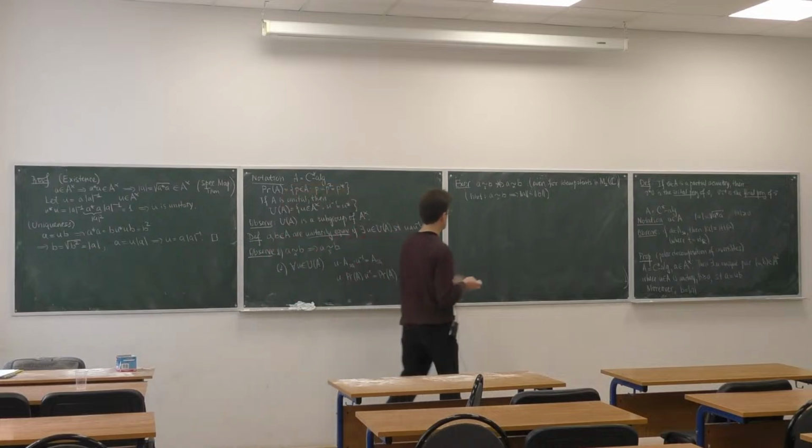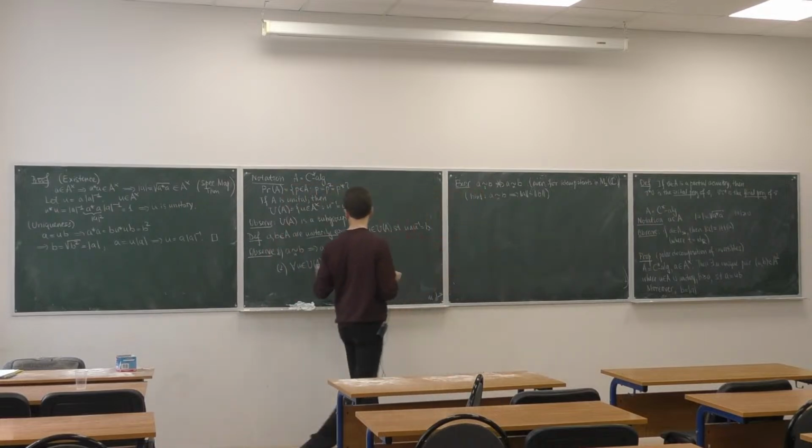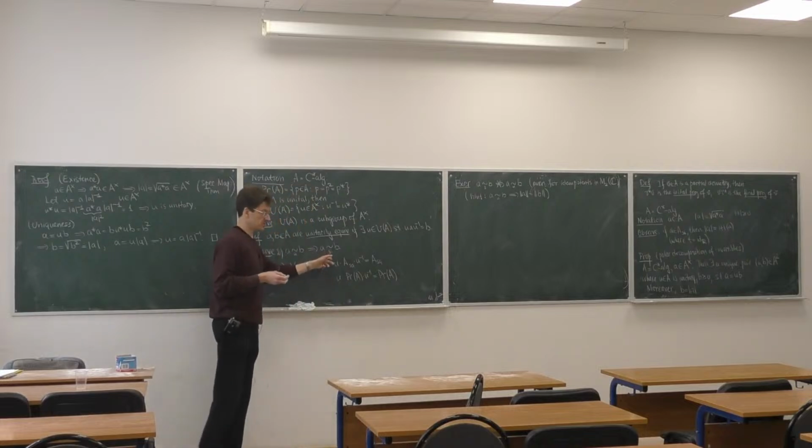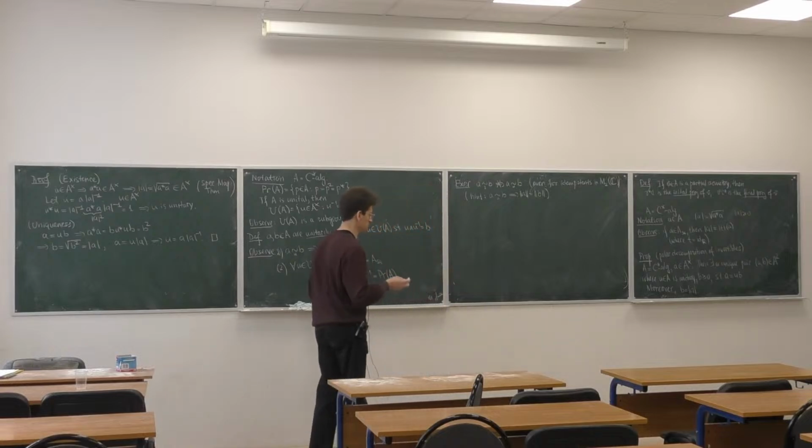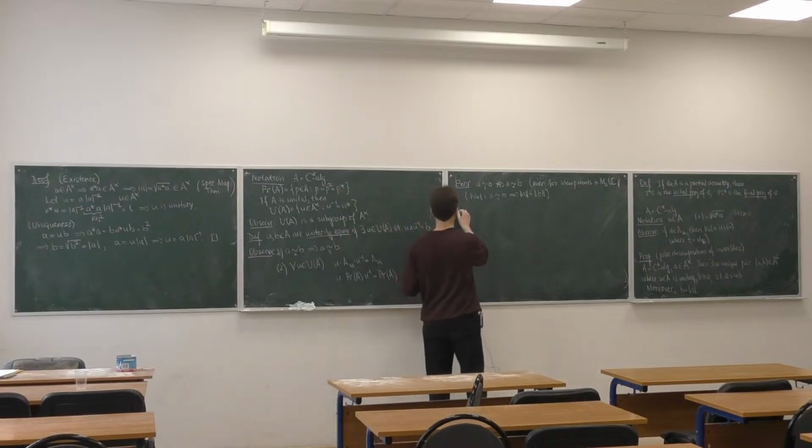So in general, unitary equivalence is stronger than similarity. But on the other hand, and this is quite useful, they are the same on the set of projections in a C-star algebra. So we have the following proposition.